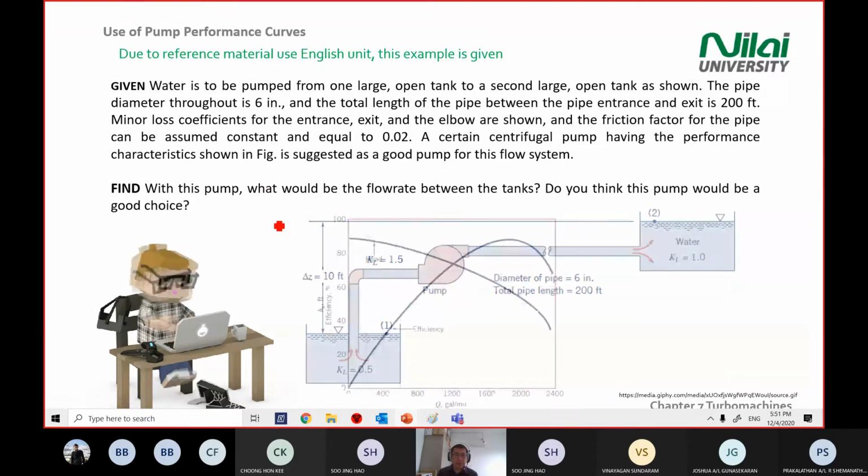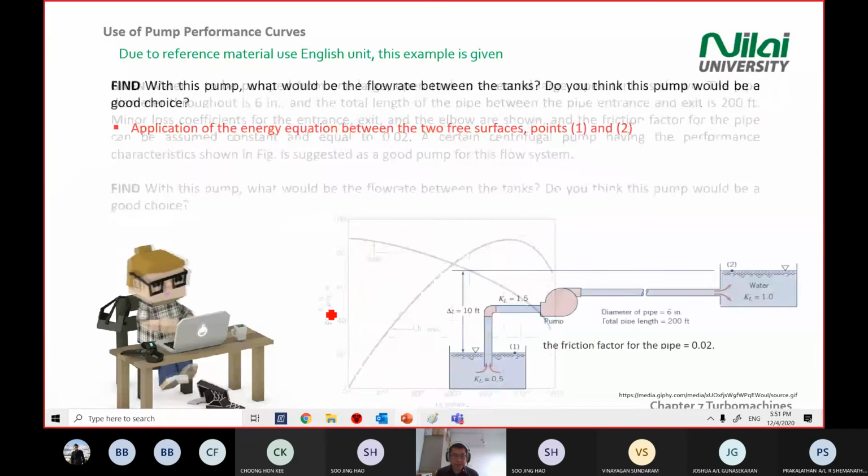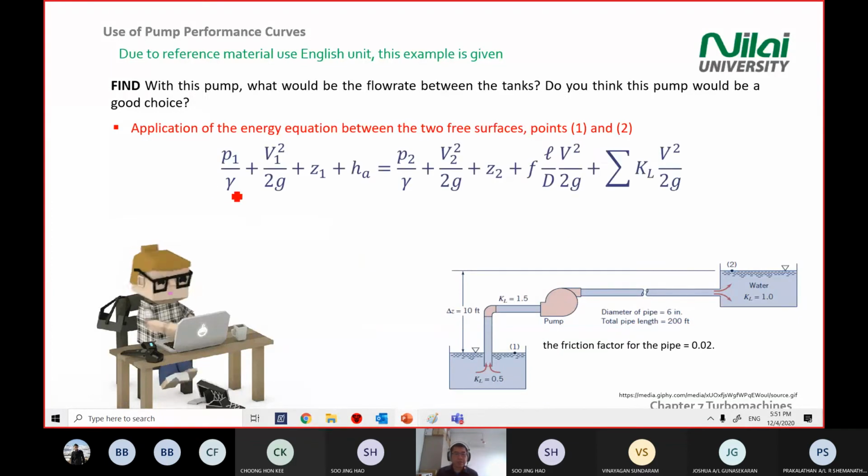Okay, so first, we pull out the HA versus Q just now, that we discussed. So we will use this diagram. So how do we solve? The first thing, we consider the energy equation. Call out this energy equation: pressure, velocity, elevation, and actual head.